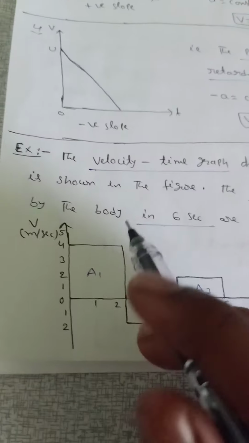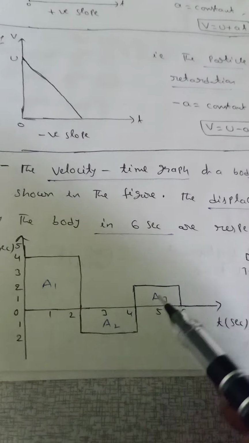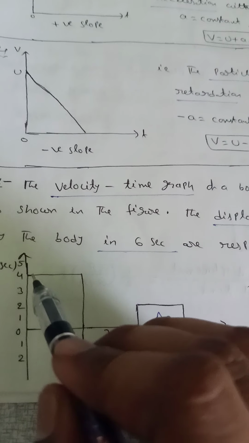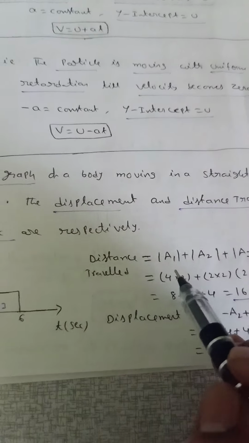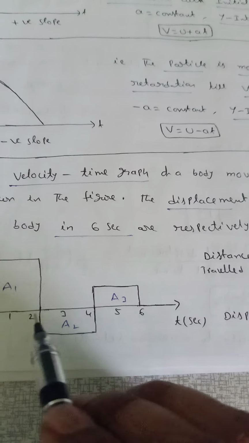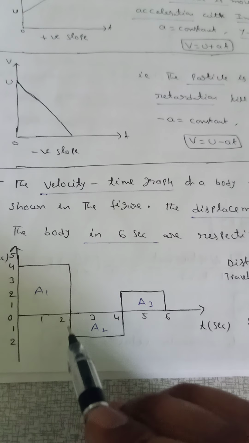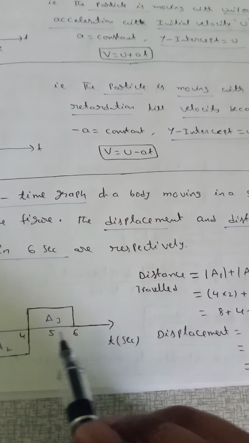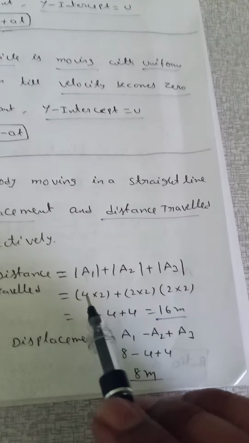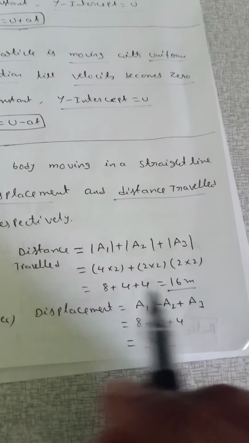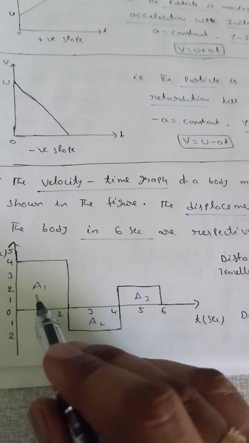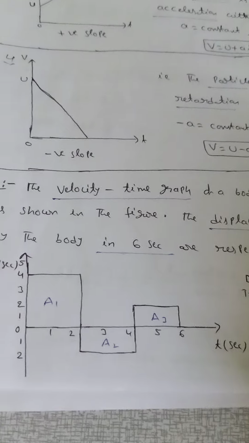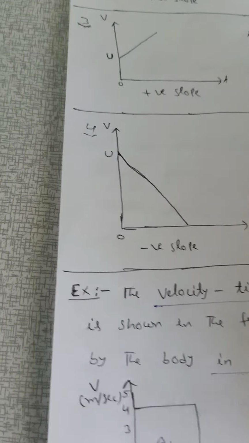Here a1, a2, a3 are rectangles. For a1, the length is 2 and the breadth is 4, so 2 into 4, plus 2 into 2, plus 2 into 2. That means 4 into 2 plus 2 into 2 plus 2 into 2, which is 16 meter. The displacement is a1 minus a2 plus a3, that is 8 minus 4 plus 4, which is 8 meter. This is a very easy problem.